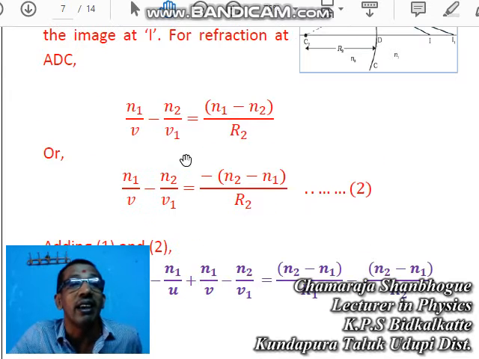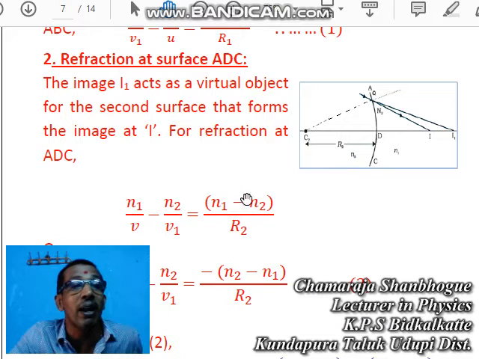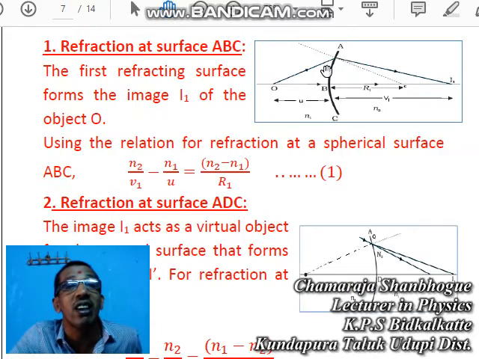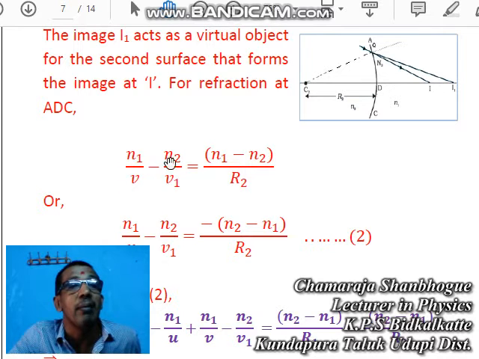So, here n1 by v minus n2 by v1 is equal to n1 minus n2 by R2, because here, you see n1 by v, because the final image is formed in air. n2 by v1, because v1 is nothing but the object distance, which is nothing but the image of the first surface. So, the image of the first surface acts as object for the second surface. So, n1 by v minus n2 by v1 is equal to n1 minus n2 by R2.